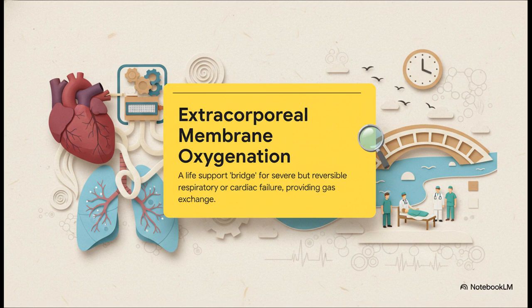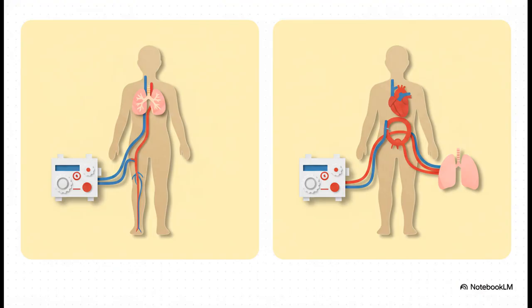ECMO doesn't actually cure the underlying disease. What it does is buy us precious time. It's a bridge to recovery, a bridge to making critical decisions, or a bridge to transplantation. And how we build that bridge depends entirely on which organ system has failed. This brings us to the two main configurations, and you can think of them as two completely different highways for blood flow: veno-venous, or VV ECMO, and veno-arterial, or VA ECMO.